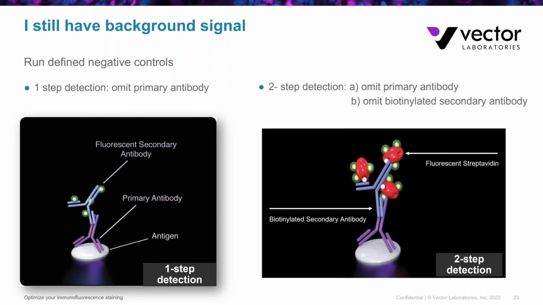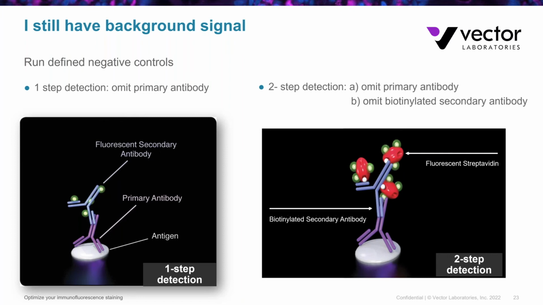But I would also highly recommend running a further negative control. Omit the primary antibody, omit the biotinylated secondary antibody, but then just apply that streptavidin fluorophore component and see if that component alone is generating background.